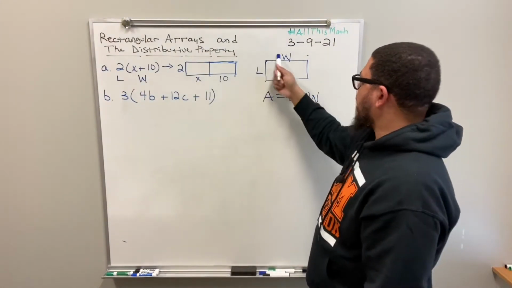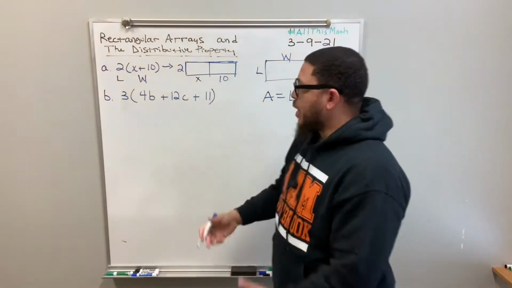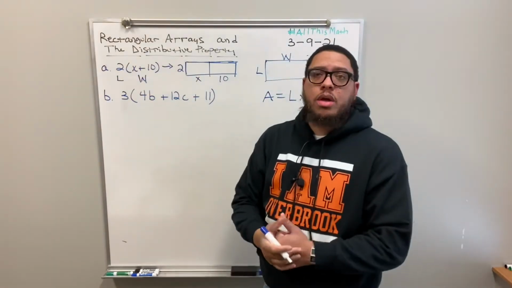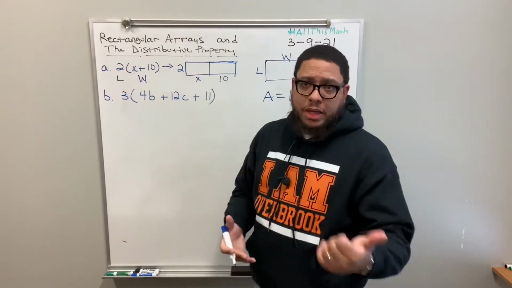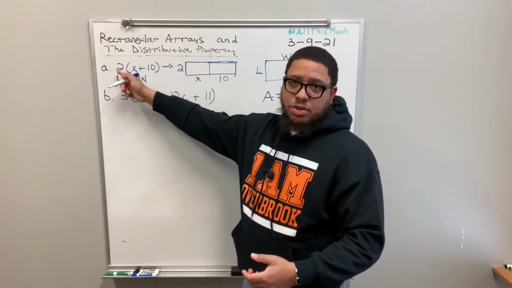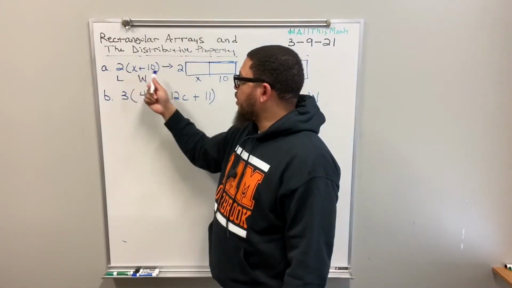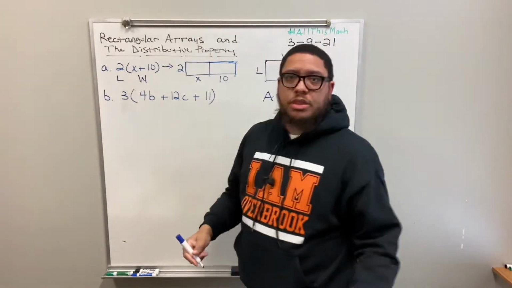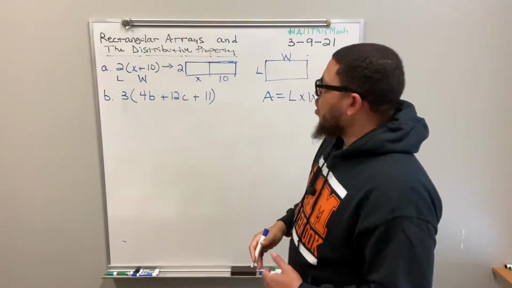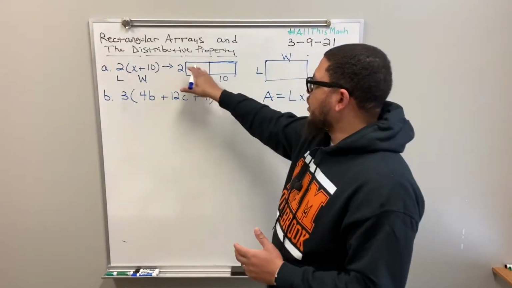The length times the width, right? And then you just look at the expression and say, okay, what's my length? Which part of the expression is my length? In this case, the 2. Which part of the expression is my width? In this case, x plus 10. All right? So now here's the part where you want to actually find out what the area is.